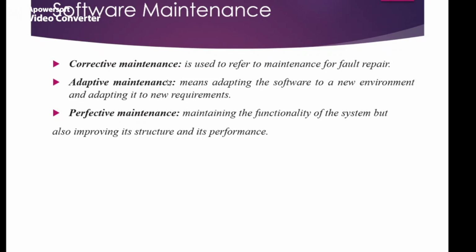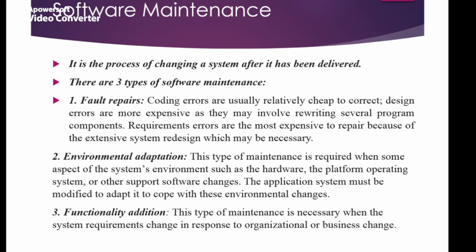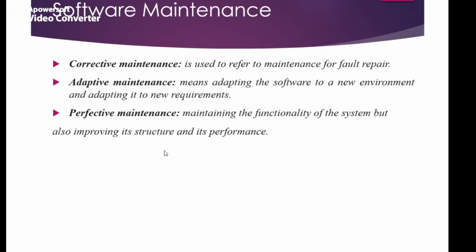The second one is adaptive maintenance. You are adapting the software to a new environment and to new requirements, as you saw in environmental adaptation. The third one is perfective maintenance. Perfective maintenance means maintaining the functionality of the system while also improving its structure and its performance. That is perfective maintenance.